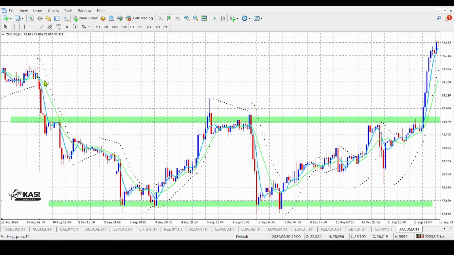Another example is here. The EMA 5 crosses over so that it's below the EMA 12. The parabolic dot appears above the price candle. Now we know that this is a short trade.